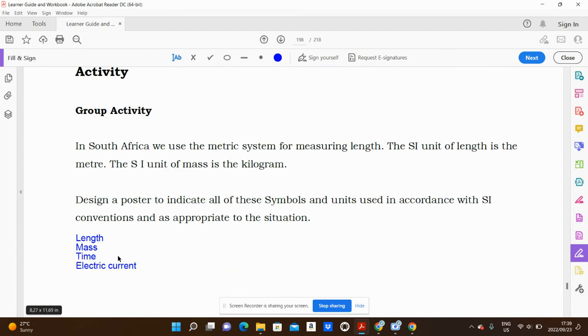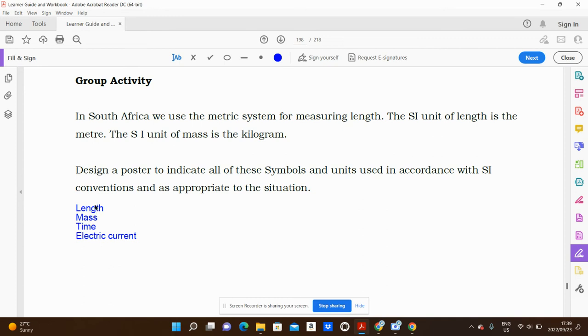Now you're going to design a poster to indicate all of these symbols and units used in accordance with SI conventions and as appropriate to the situation. So for example, you're going to take these SI units, length, mass, time, electric current, and you are going to find out what the SI units of each of them are. For example, of length, we know it is the meter. Of mass, we know it is the kilogram. So you're going to Google, what is the SI unit for time? What is the SI unit of the electric current?